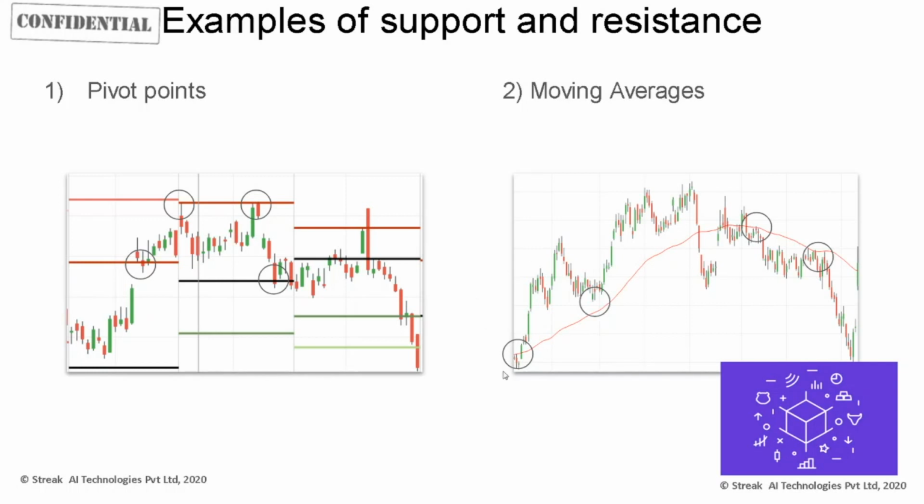Here we can see that once the price crosses above the 200 period moving average, it has taken support over here. It is respecting the 200 period moving average, right? And once the price broke below, then it started acting as a resistance level, right?